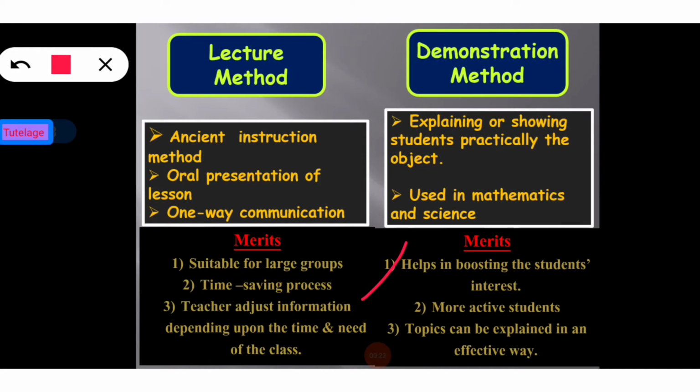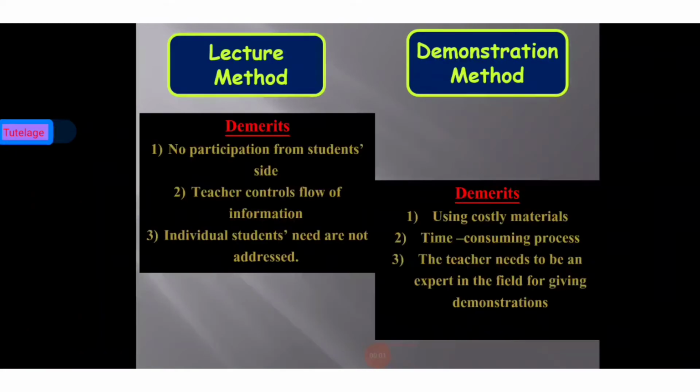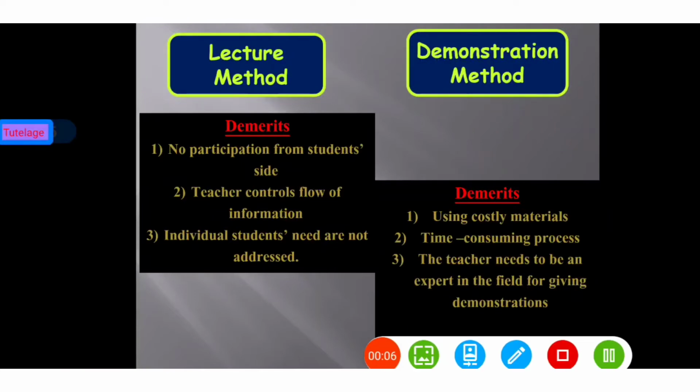And now move on the second point, more active students. So students remain more active while watching the demonstration process. And now going to the third merit, this is topics can be explained in an effective way. So different types of ideas, different types of procedures, object, concepts can be explained in an effective way using demonstration method by the teacher.